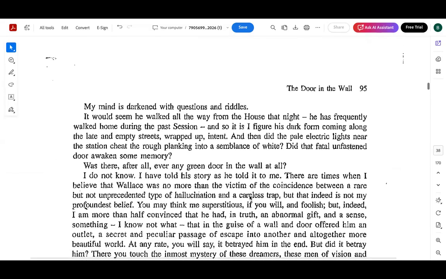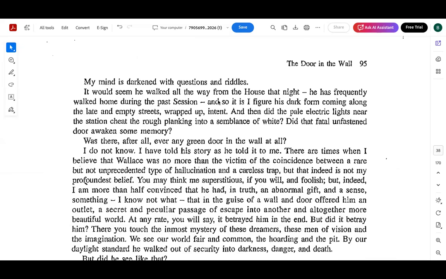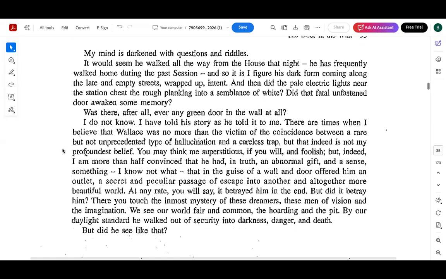Okay, now we can see that Wallace's life has been taken mysteriously. "My mind is darkened with questions and riddles. It would seem he walked all the way from the house that night. He has frequently walked home during the past session, and so it is. I figure his dark form coming along the late and empty streets, wrapped up, intent, and the pale electric lights near the station cheat the rough planking into a semblance of white. Did that fatal unfastened door awaken some memory?"